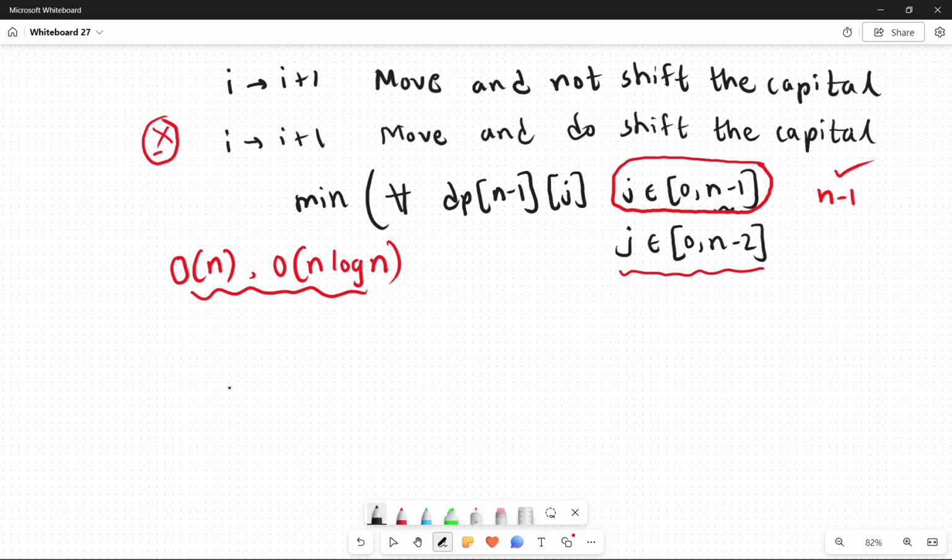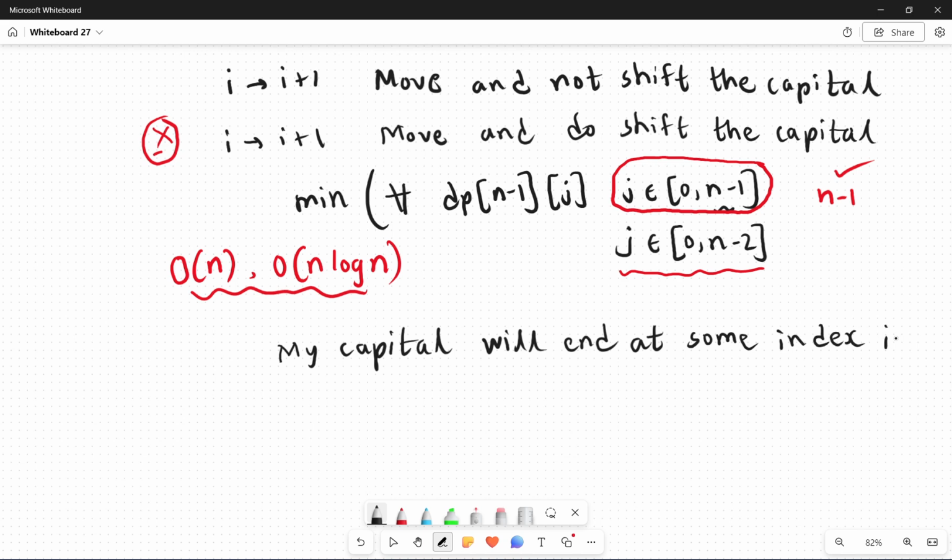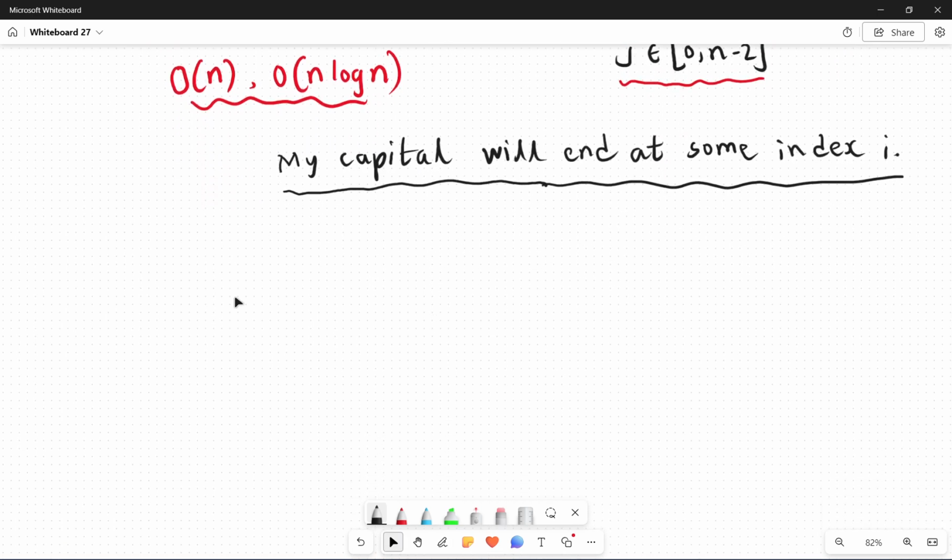So what I can notice is that, suppose I will fix that my capital will end at some index i. If my capital will end at some index i, then suppose it is ending at index i when I conquer all the kingdoms.